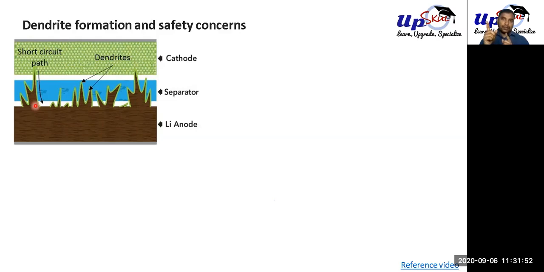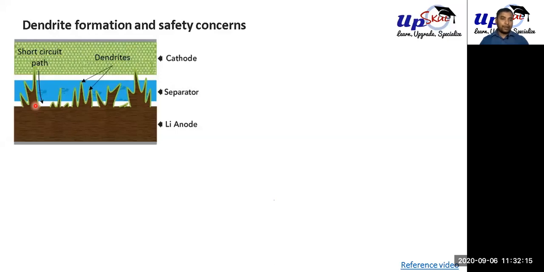Okay, once it goes through the separator, it will touch the cathode, and the result can be catastrophic. Okay, it will be a short circuit immediately, and immediately there can be fire. So a very real fire hazard is there. Okay. So that's why everyone is so excited about solid state batteries.